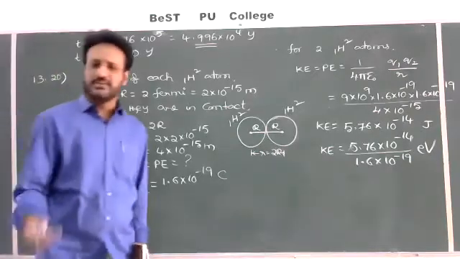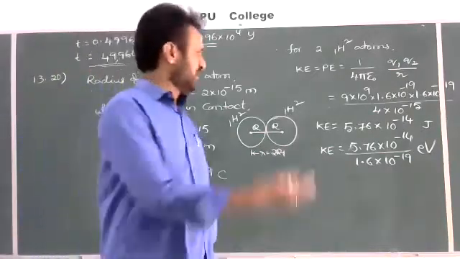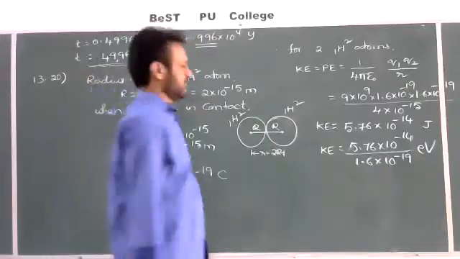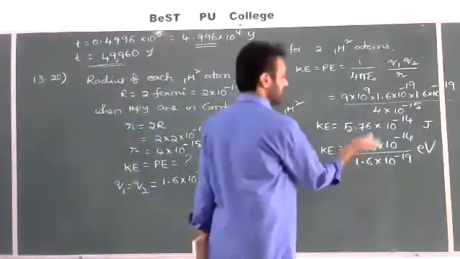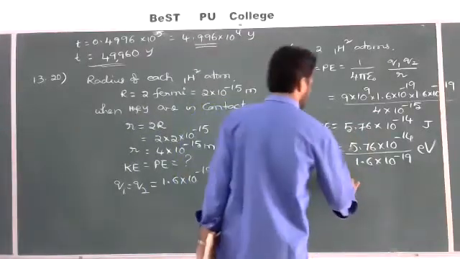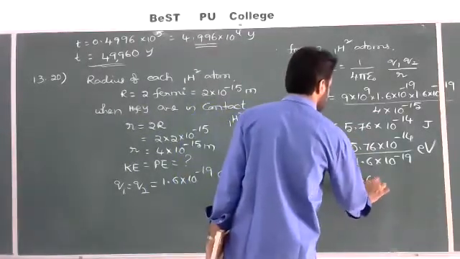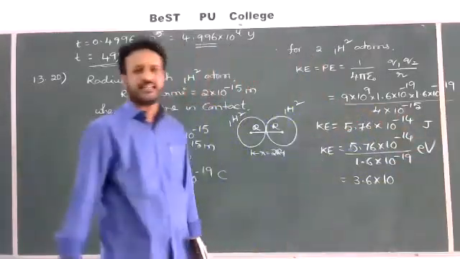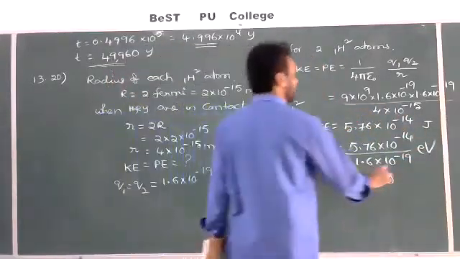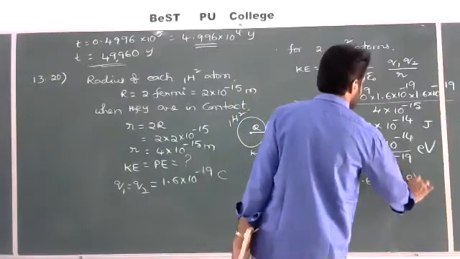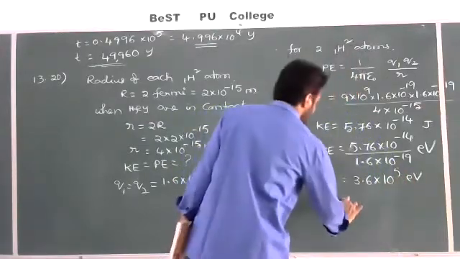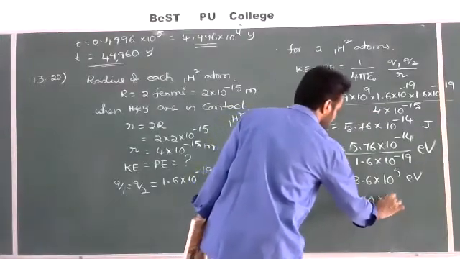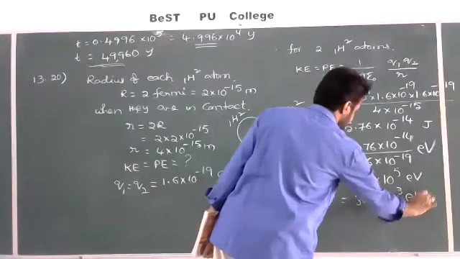In exam, no need of conversion. Actually, joule is the SI unit only. If you want to get the answer in electron volt, divide this value 5.76 by 1.6. That is 3.6 into 10 to the power of minus 19, taken to numerator plus 19. That is 19 minus 14, equal to 5 electron volt. Or I'll adjust 2 digits: 360 into 10 to the power of 3 electron volt.